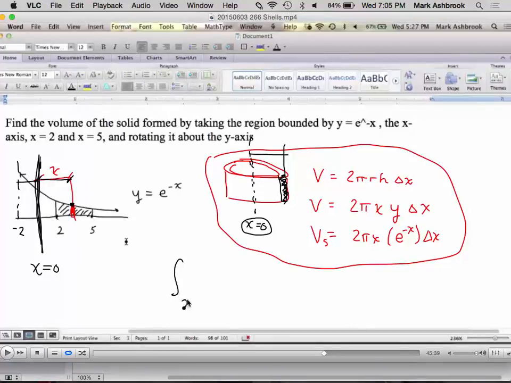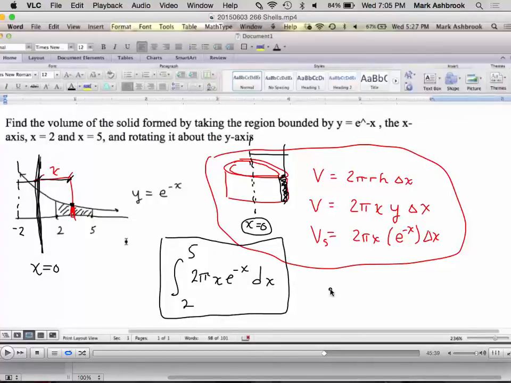So we're going to integrate from 2 to 5, 2 pi x e to the minus x dx. How do we do that? Move your constant out, then x e to the minus x. Undoing product rule, or if you did parts. So either by parts or what we did, undoing product rule. Questions on setting this one up?